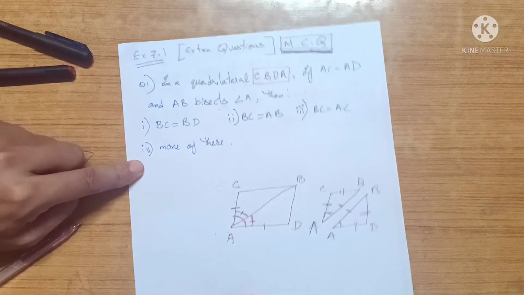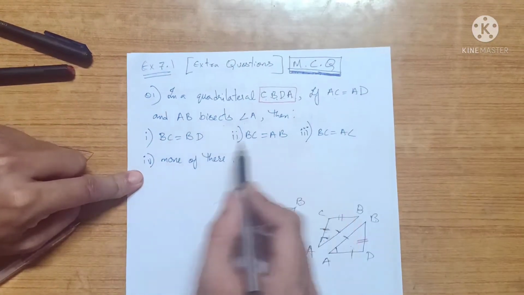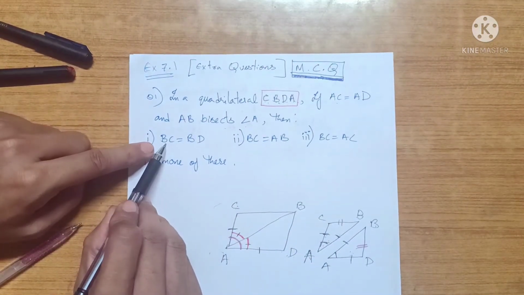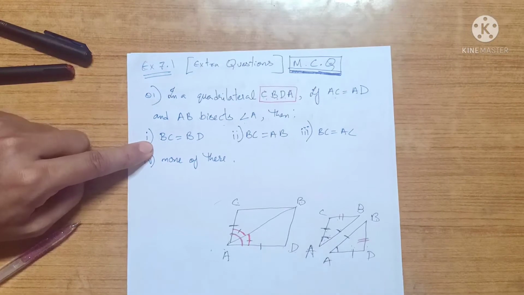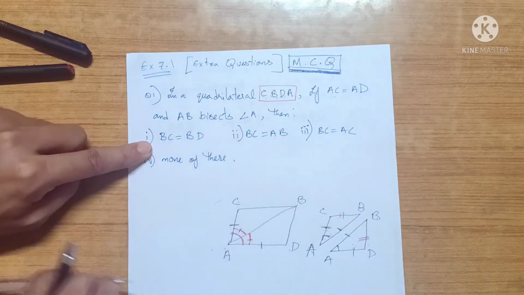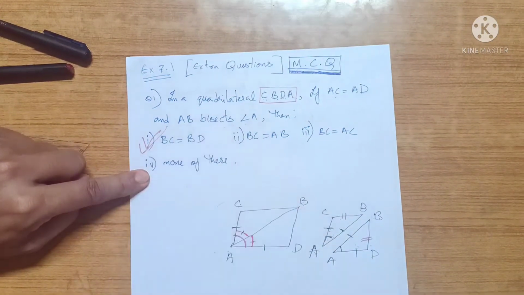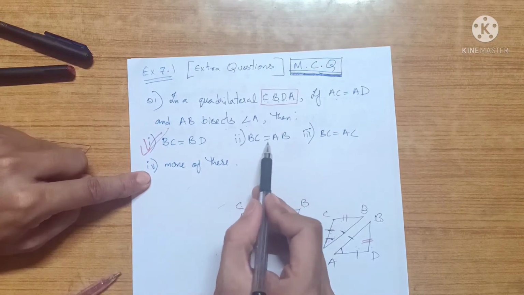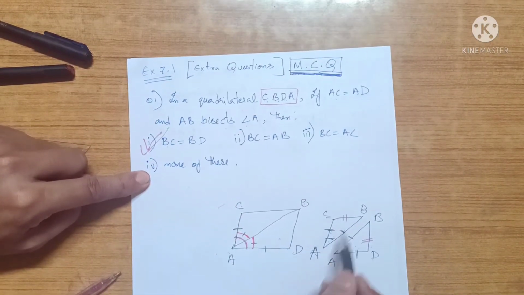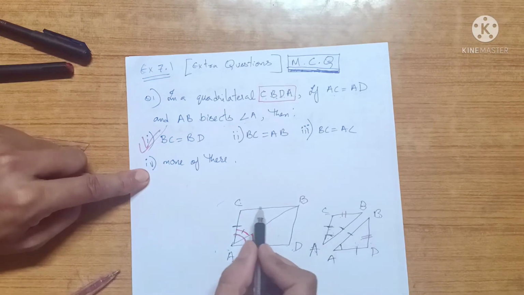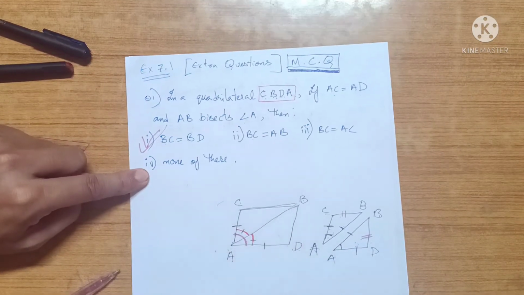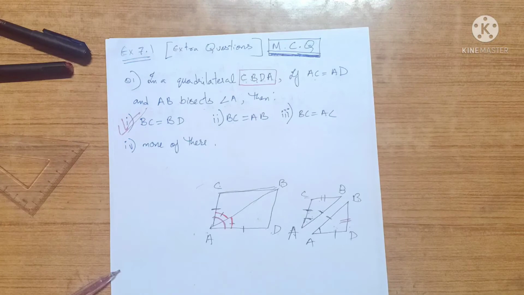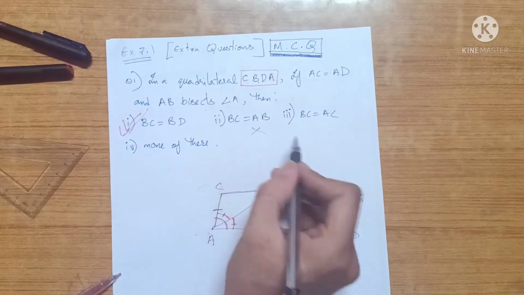So they're saying if this is the condition, then can we say that BC is equal to BD? Yes, we can say BC is equal to BD, right? So can we say BC is equal to AB? BC is here, AB is here. We cannot say anything about that. We don't know if it's equal or not. We don't have enough information, so no, this is not the one.